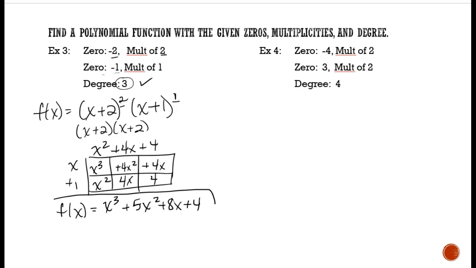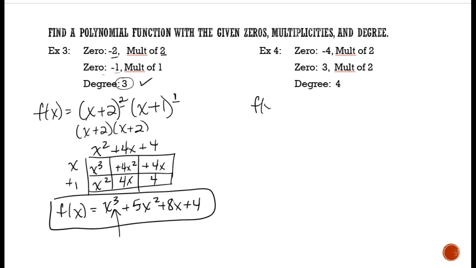And again, once you multiply it out, you should see the degree. The highest power of exponent is your degree. So notice the 3 right there. We have met our degree criteria. So let's try this again with number 4.